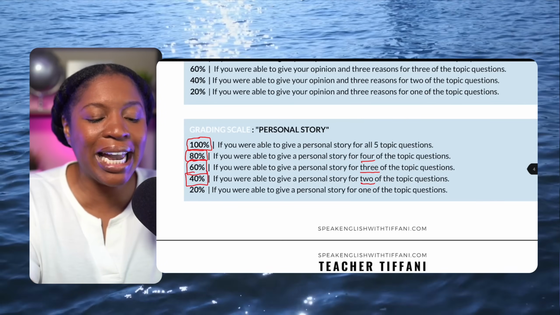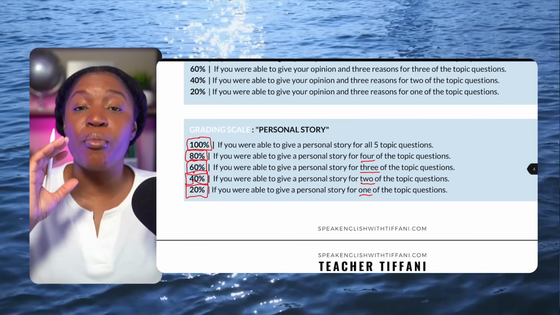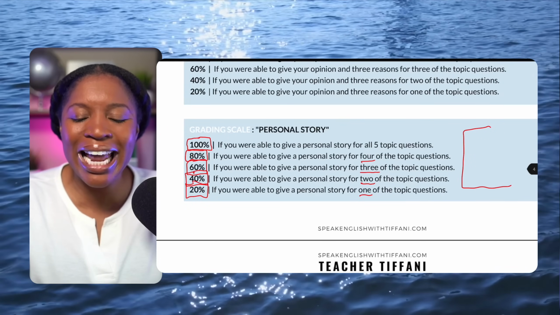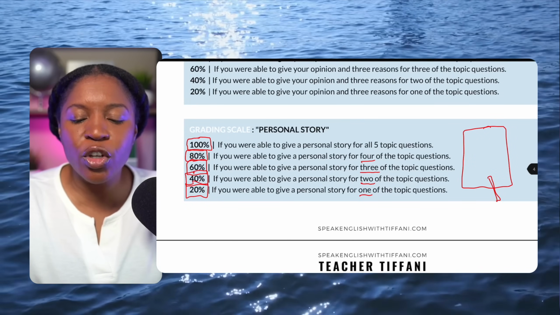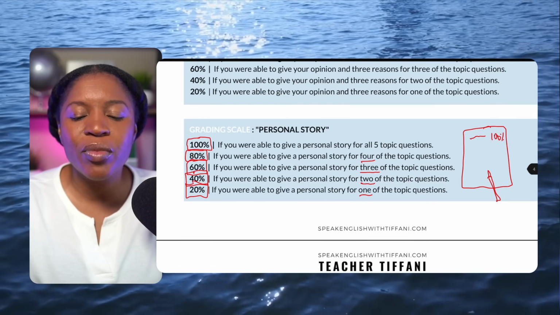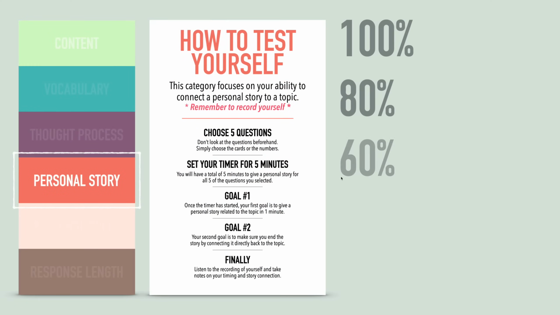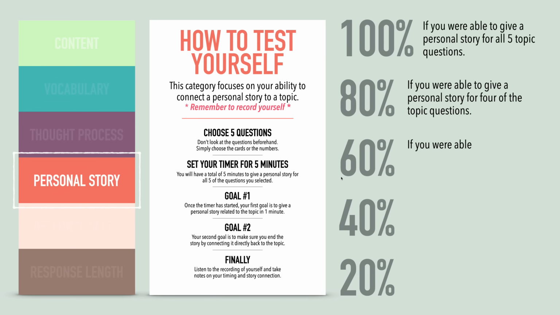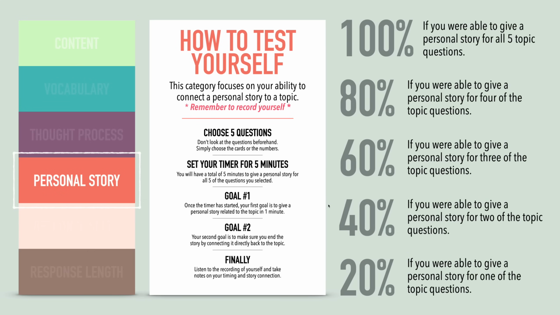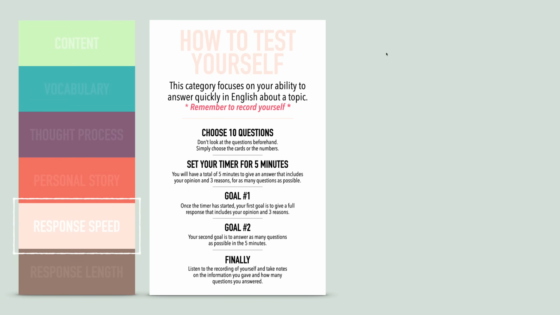Remember, you're doing it in a set amount of time and you're scoring yourself. Make sure you have a pen and a piece of paper with you, so you can score yourself as you go through this test. All right. So again, you're able to score yourself based on the answers you were able to give, based on the stories you were able to give, and based on the amount of time it took you to do that. Now, the next category is also important, the response speed.